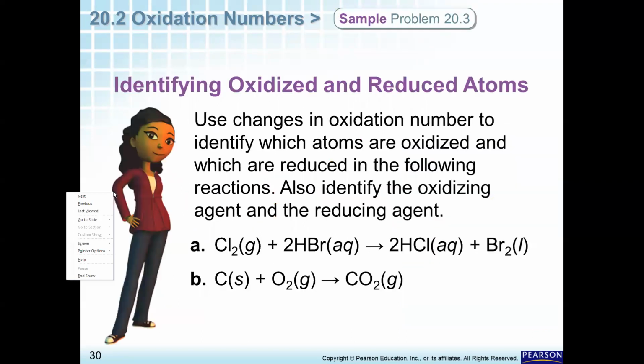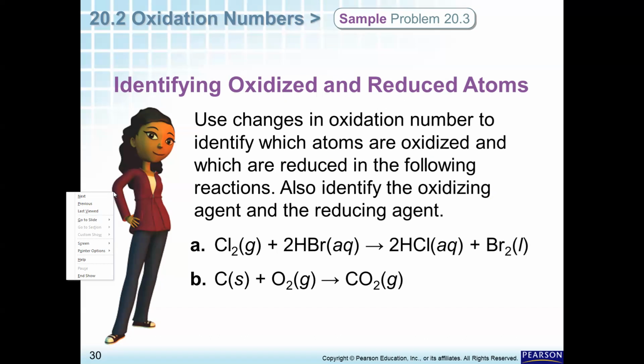Here we have two reactions. The question says use the change in oxidation number to determine what? To identify the atoms that are being oxidized, the atoms that are being reduced, and which one is the reducing agent and which one is the oxidizing agent. The second part is easy, because the one that is oxidized is the reducing agent, and the one that is reduced is the oxidizing agent. So the most important thing is to know which one is oxidized and which one is reduced.